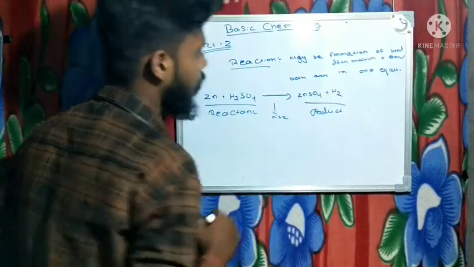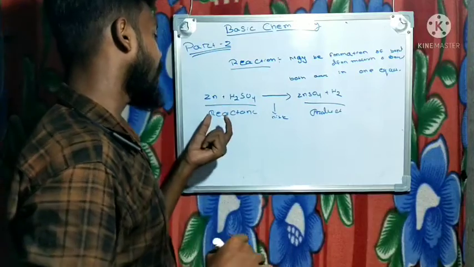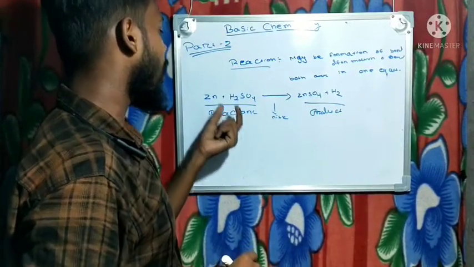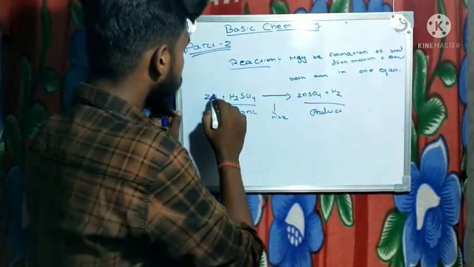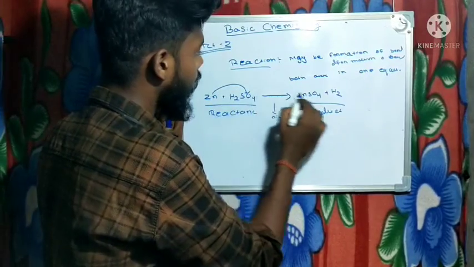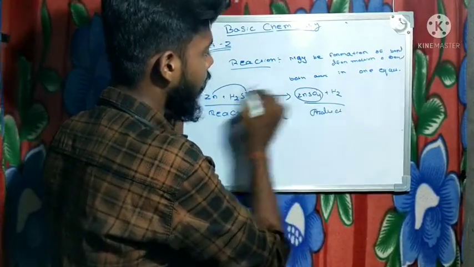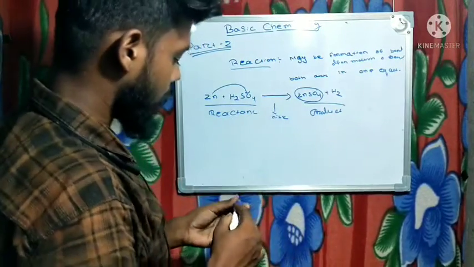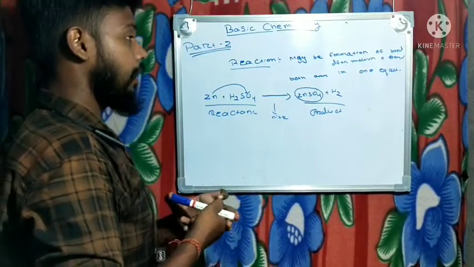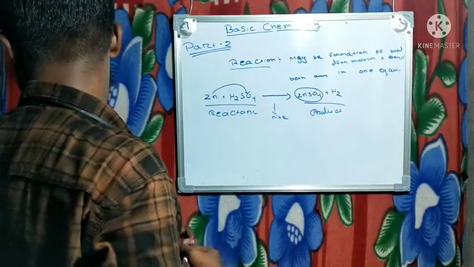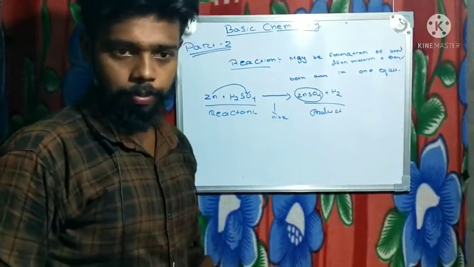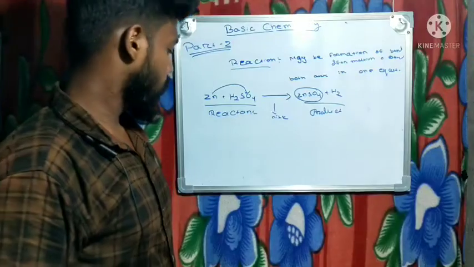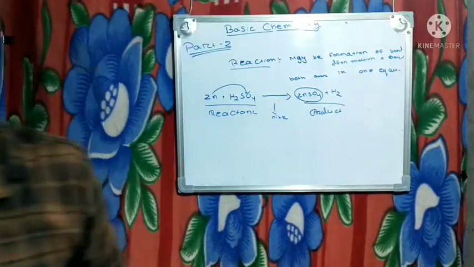Okay, see here what happened: Zn replaces the H2 and mixes with SO4 to form zinc sulfate. After that H2 comes out, because there are some rules, a reactivity rule, that we will discuss again in the next class. Okay, but now we have to discuss this one. Okay, wait for the file.